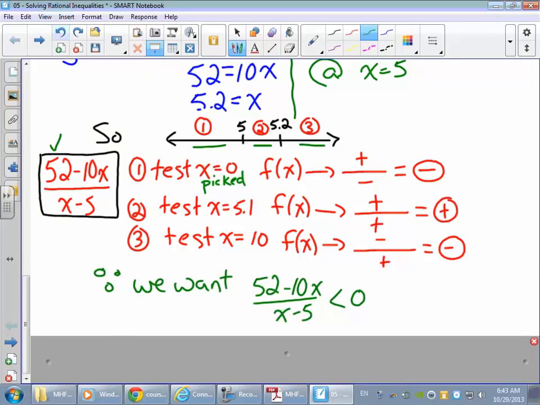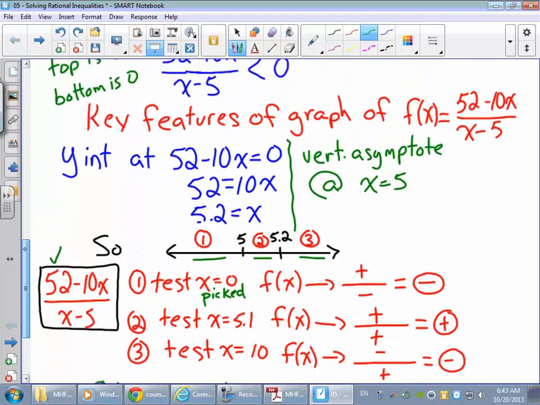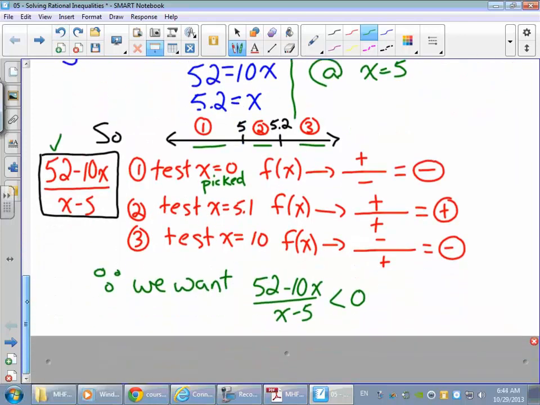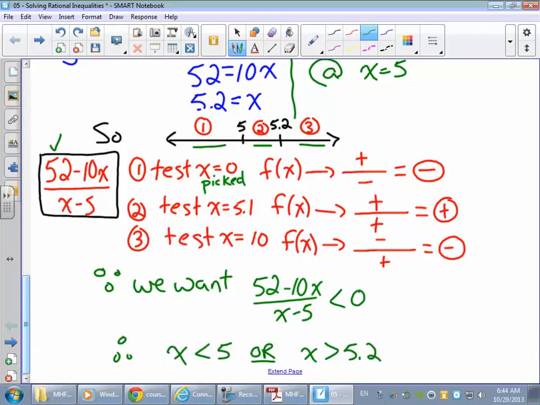And so, last statement, I just have to figure out what my solution is. If I slide back here, the question that I was working with was this one. I need to know when 52 minus 10x over x minus 5 is less than 0. That's what I'm interested in specifically. And of course that happens in this area here and this area here: when x was in region 1, which is less than 5, and when x was in region 3, which is greater than 5.2.